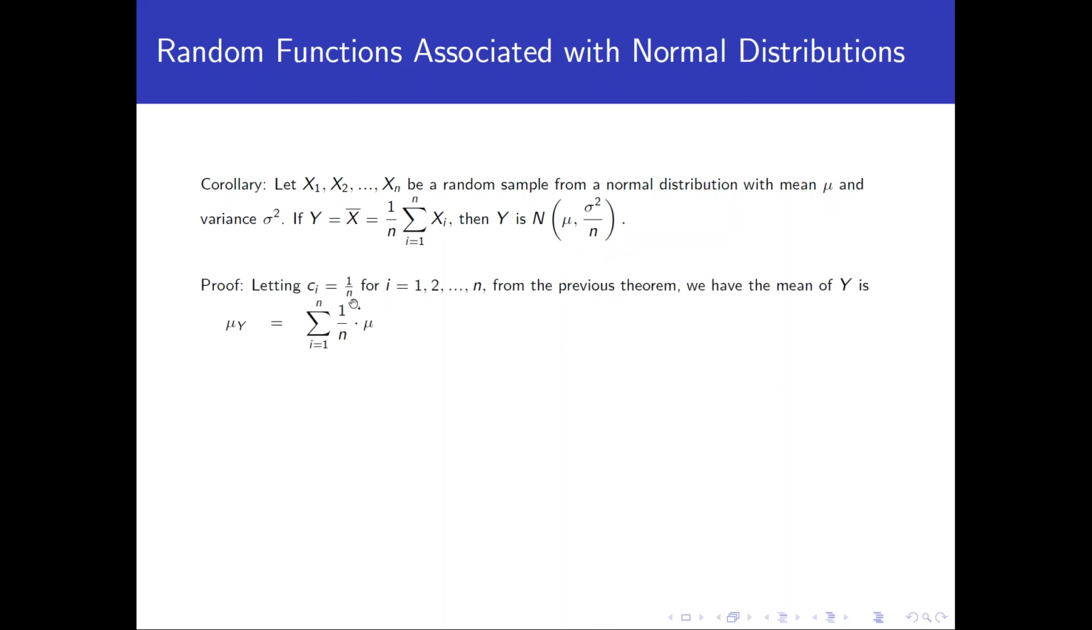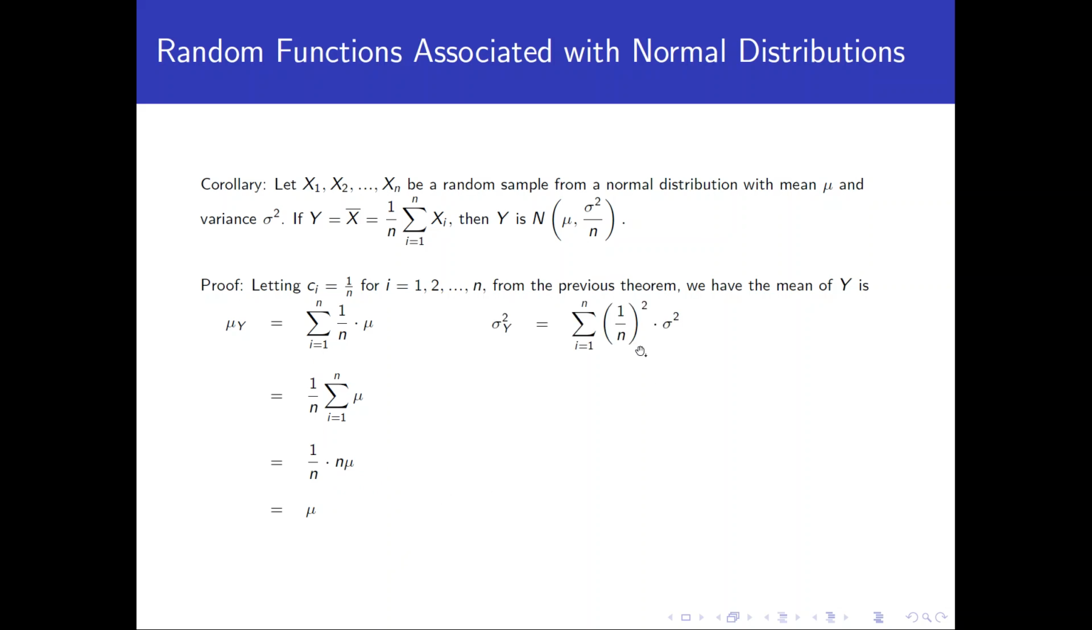We're going to let our c sub i equal 1 over n. Then the mean is going to be 1 over n times mu, summed up. Pull the 1 over n out. Here we're adding mu to itself n times, and then your n's cancel. So you really do get that the mean stays the same.